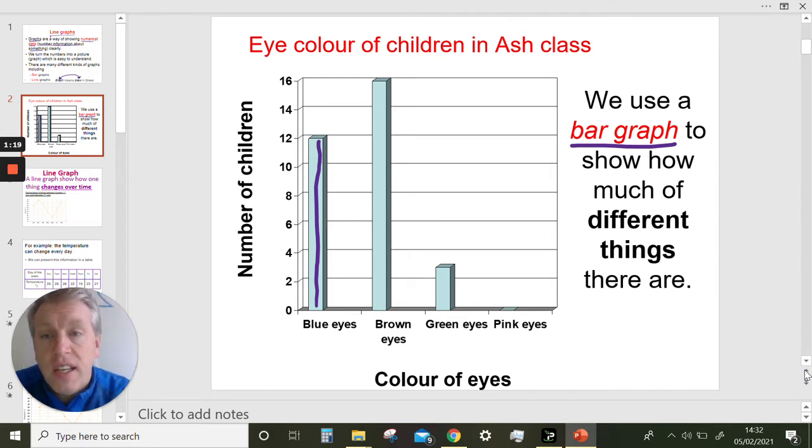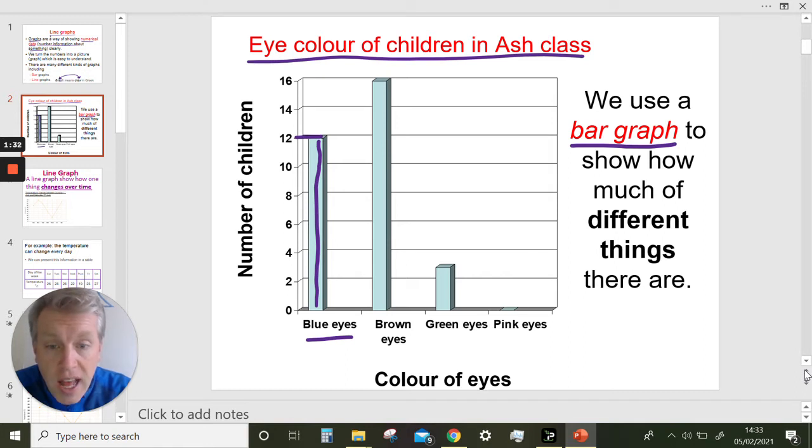So this bar graph shows the eye colour of children in Ash class. So some of the children have got blue eyes. Well, 12 children with blue eyes. Then, can you see how tall the bar is? We read across the scale. 16 have got brown eyes. We've got, between 2 and 4, well, that must be 3 children with green eyes. None with pink eyes, fortunately.